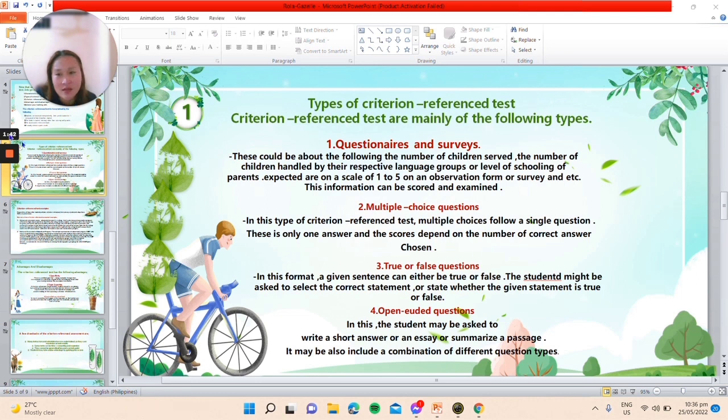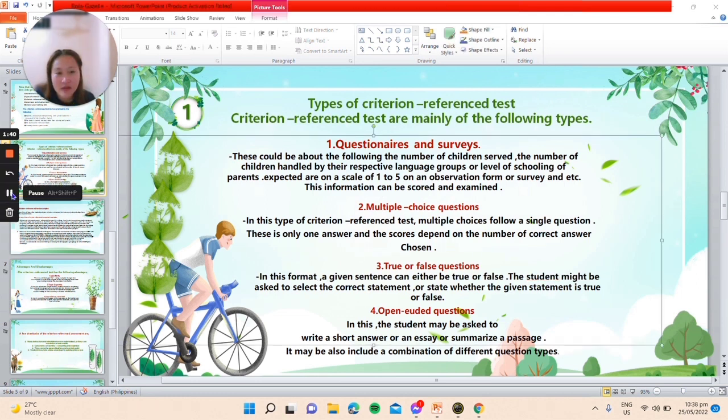The student might be asked to select the correct statement or state whether the given statement is true or false. Number 4, open-ended questions. In this, the student may be asked to write a short answer or essay or summarize a passage. It may also include a combination of different question types.